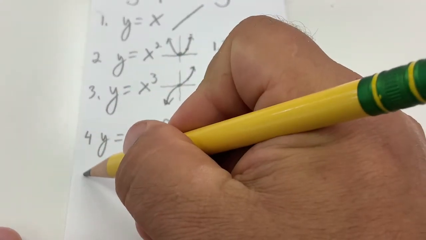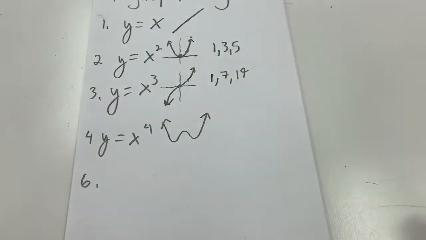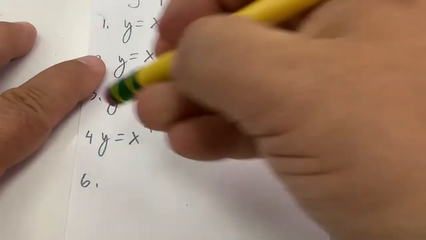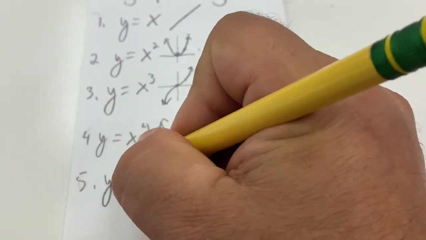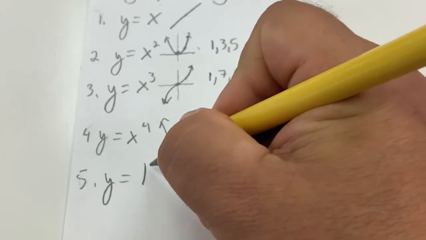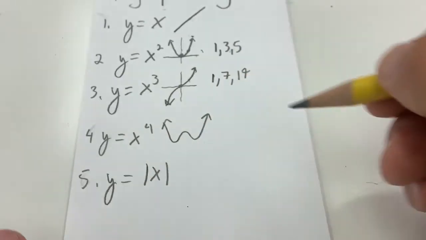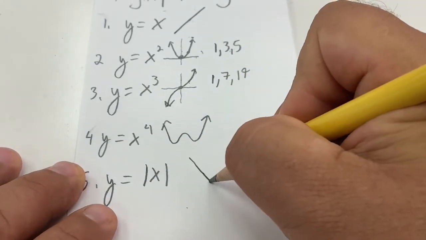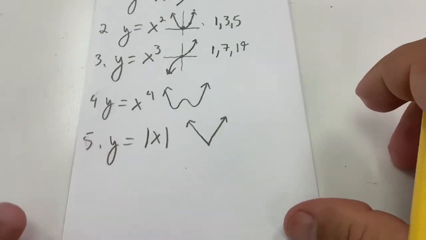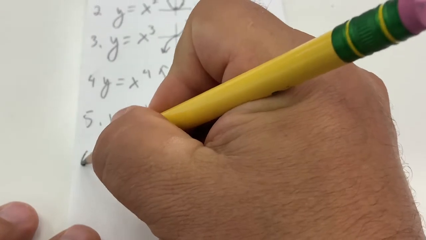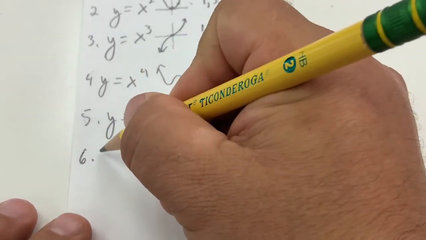Number six, we start to get away from the polynomial graphs. And, I'm sorry, number 5, Mr. Miller can't count sometimes. Number 5 is going to be y equals the absolute value of x, which is a V. Absolute value is a V. Little memory mnemonic.